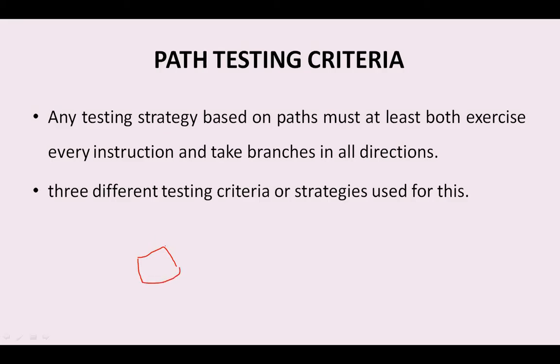Two conditions it has to satisfy. If yes, it goes in one direction, and if no, it goes in another direction. Sometimes a branch can also be multi-way, so it goes in another direction too. We have to look after all these kinds of directions: how it is executing on multiple kinds of inputs in multiple directions. This is called the path testing criteria.